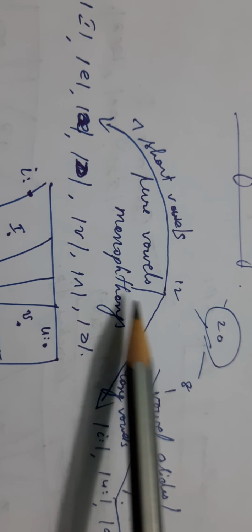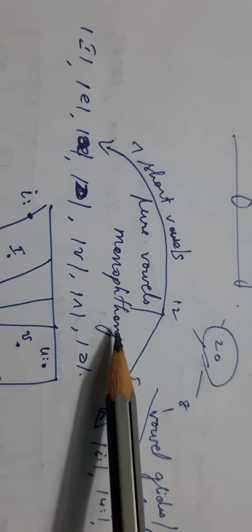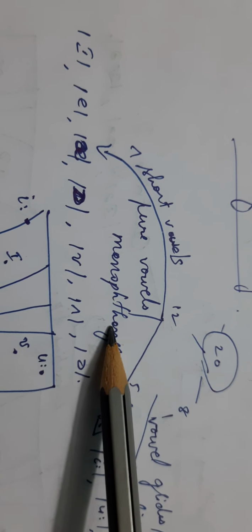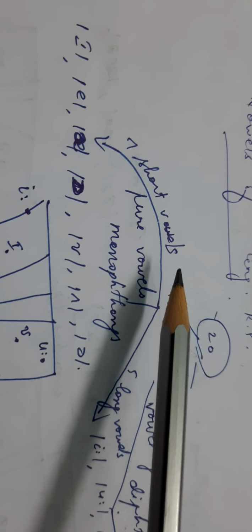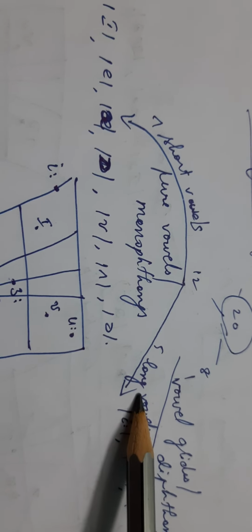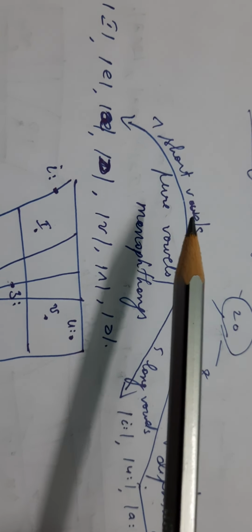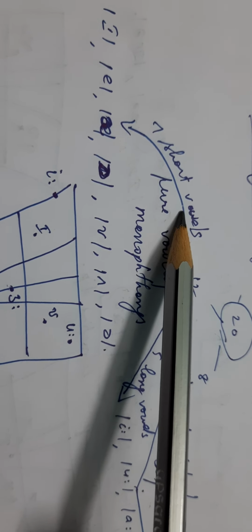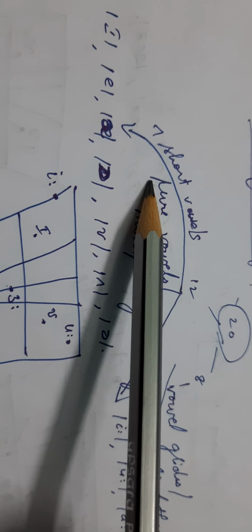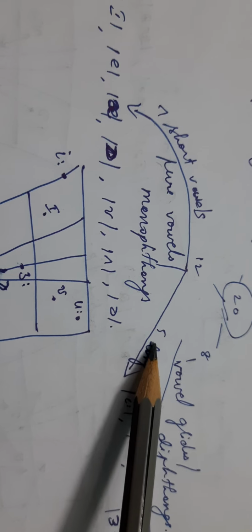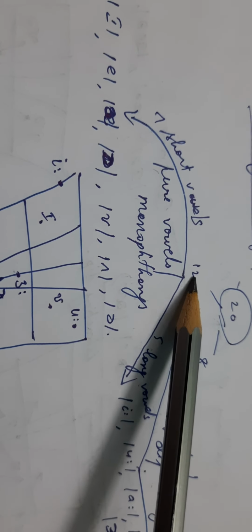So totally we have 12 monophthongs, and again these 12 monophthongs are divided into short vowels and long vowels. Okay, and how many short vowels we have? As you can see here, you have totally 7 short vowels, and long vowels you have 5 long vowels. Okay, so 7 plus 5 totally 12.